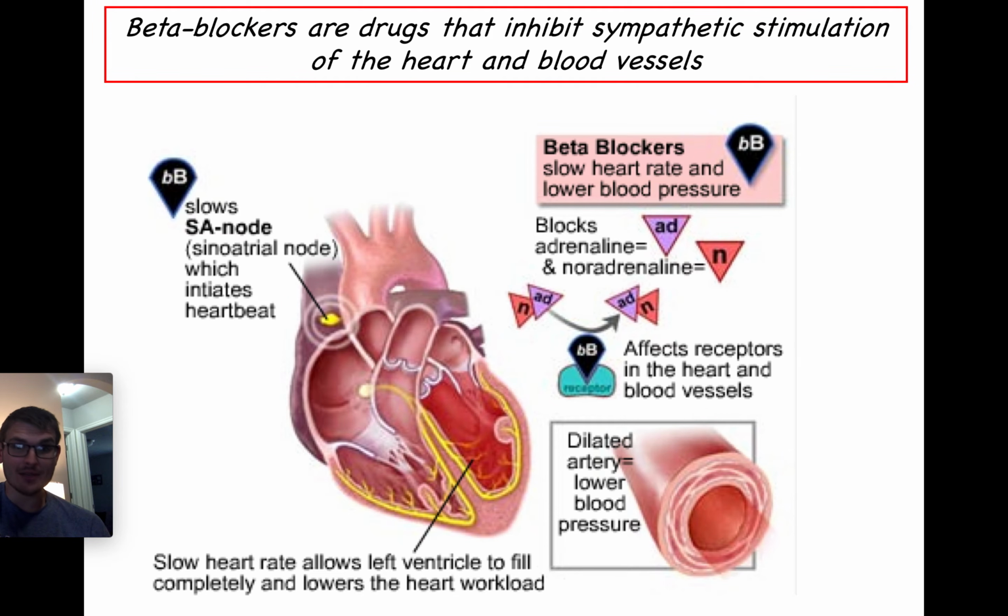So for that reason, beta blockers are very useful for reducing the workload on the heart and reducing blood pressure. They prevent the sympathetic side of things from doing anything, so the parasympathetic is always dominating, which keeps your heart rate down and keeps your blood pressure down.